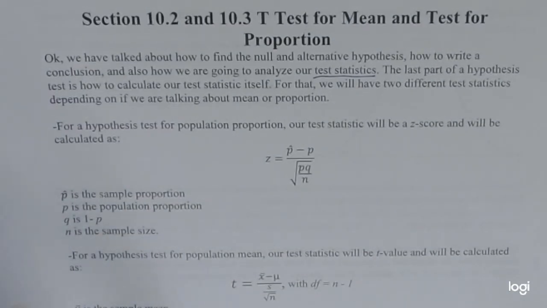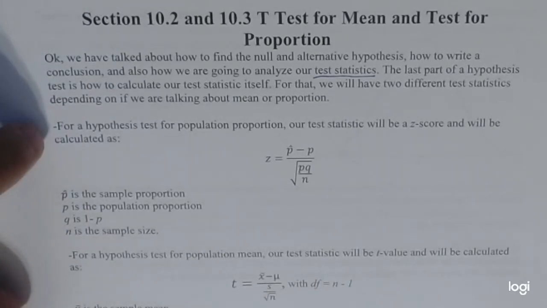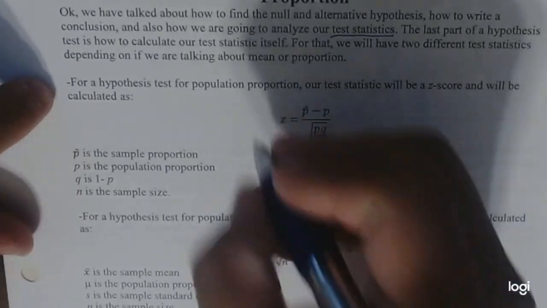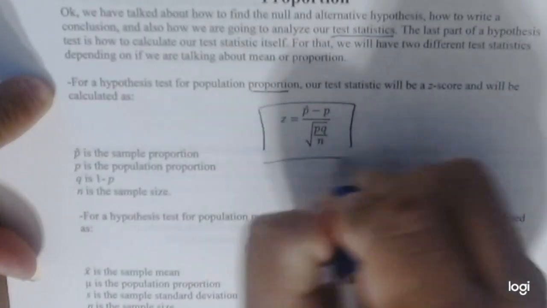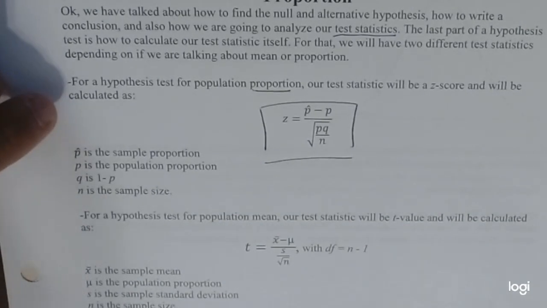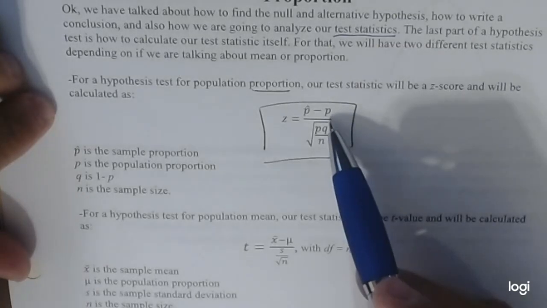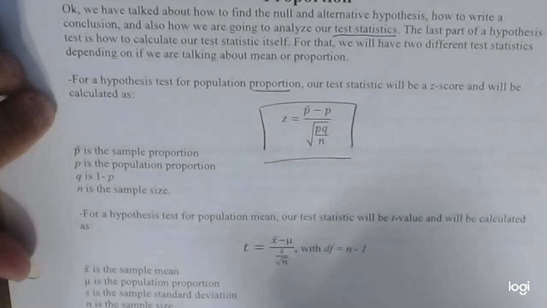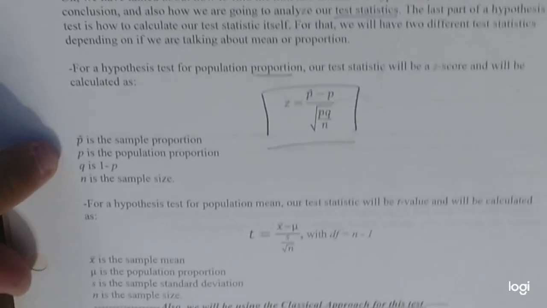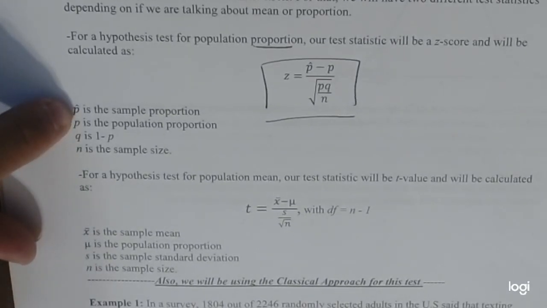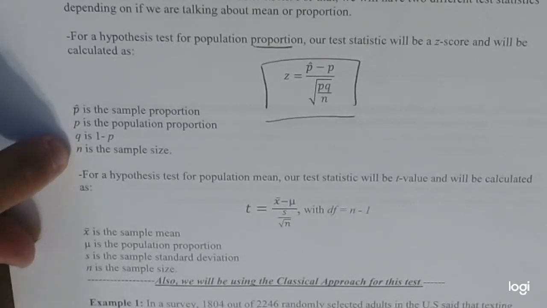The last part is really finding the test stat itself, and there are two different ways depending on whether we're doing proportion or mean. For hypothesis for proportion, our test stat is going to look like this. It's a z-score, because we're doing z-scores. It is p hat minus p divided by the square root of p times q divided by n. Here I tell you what each represents: p hat is the sample proportion, p is the population proportion, q is 1 minus p, and n is the sample size itself.